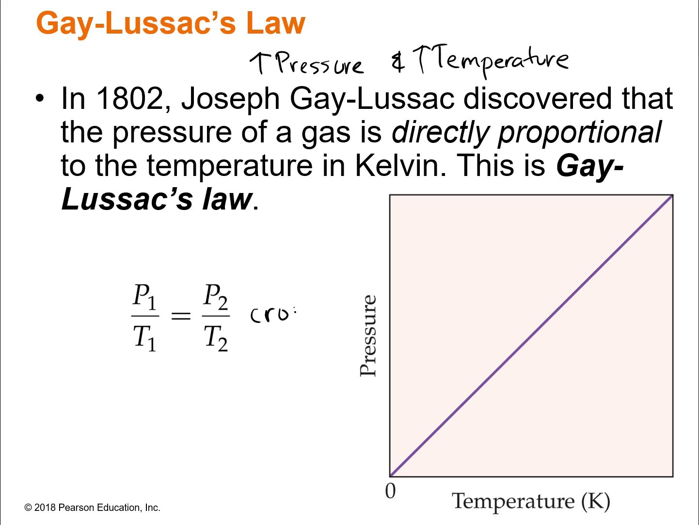The same rule applies where you need to cross multiply before you can actually have something usable. Once you have that, you could solve for whichever variable you need and then fill in your numbers from the problem. Ready to try a problem? I'm going to let you guys just try it straight up because it's so similar to Charles's law.